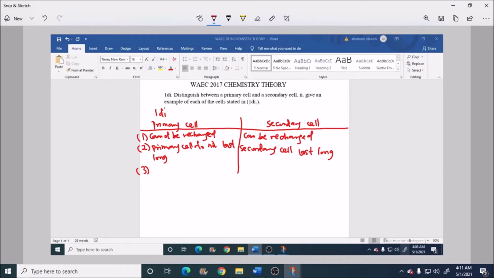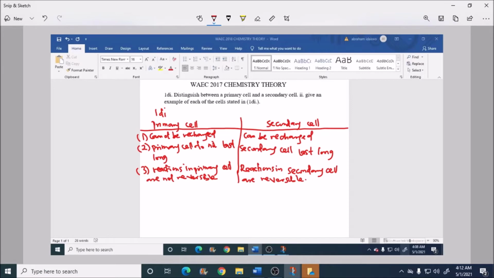Then number 3, reactions in primary cell are not reversible, while the reactions in secondary cell are reversible.